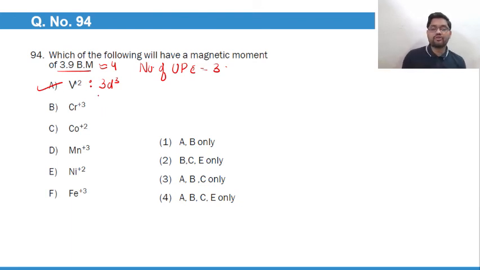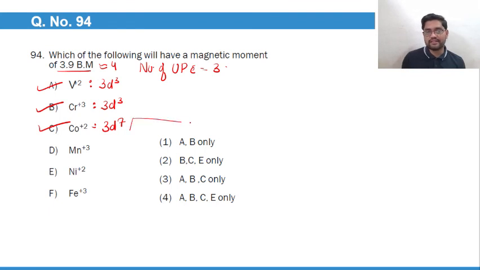Chromium's electronic configuration is 4s1 3d5. 3 electrons are gone, so it will be 3d3. Then even this is the answer. Cobalt 2 plus is 4s2 3d7, so 2 electrons gone, and in 3d7 there are 3 unpaired electrons, so it will give you this configuration.